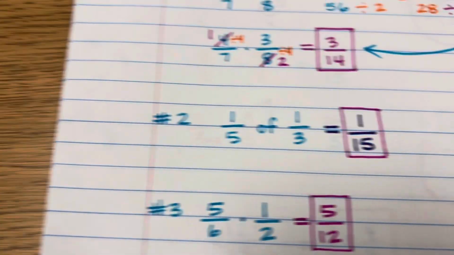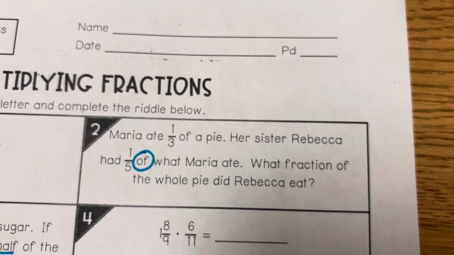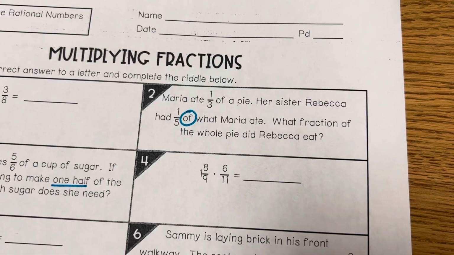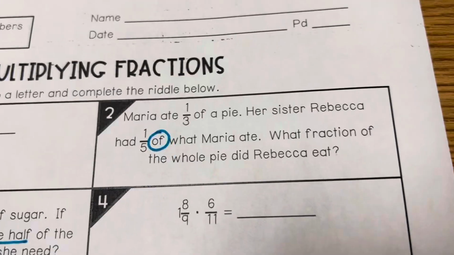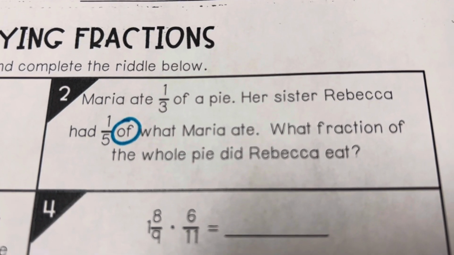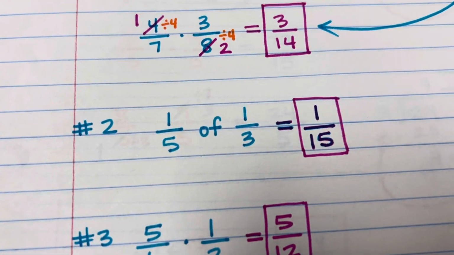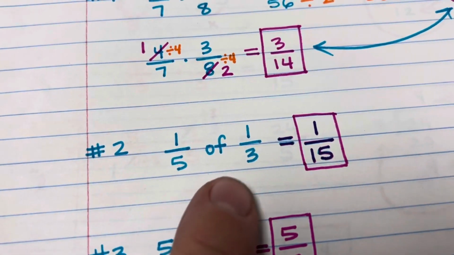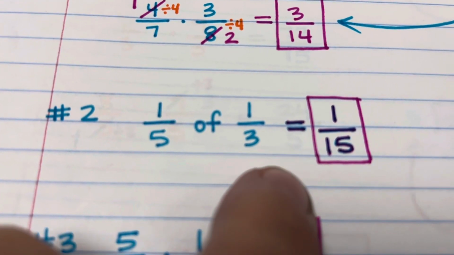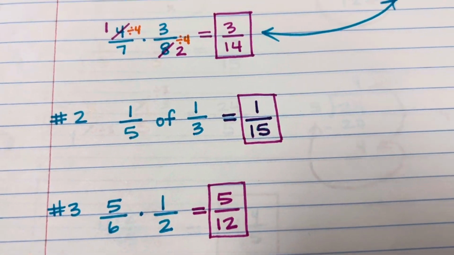Number 2, we had a word problem. She ate 1/3 of a pie. Her sister had 1/5 of what she ate. Anytime you're looking for a part of another piece like this, so we're looking for 1/5 of 1/3, that's multiplication. And so we set 1/5 of 1/3 up just like multiplication. We treat that word "of" like we're multiplying. 1 times 1 is 1, 5 times 3 is 15. Nothing to simplify ahead of time there, and you can't simplify that answer.